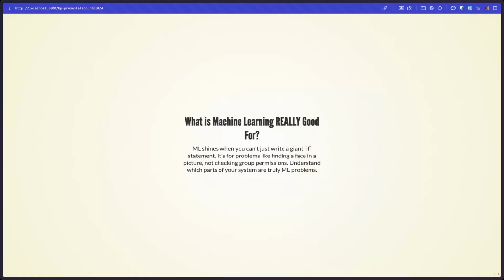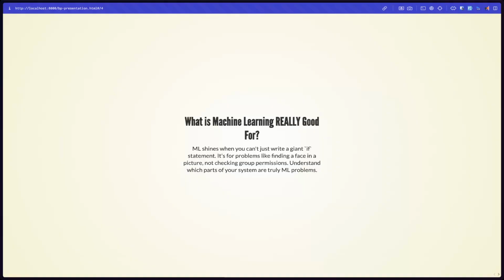Let's be real about what machine learning is for. It's not for things you can solve with a bunch of if statements, like permissions. It's for the fuzzy, complex problems where you can't write explicit rules, like recognizing a face in a photo. So your job as a system designer is to identify which part of the system is actually an ML problem and which isn't.